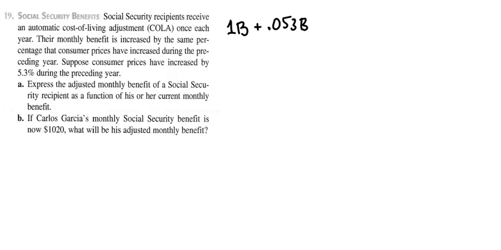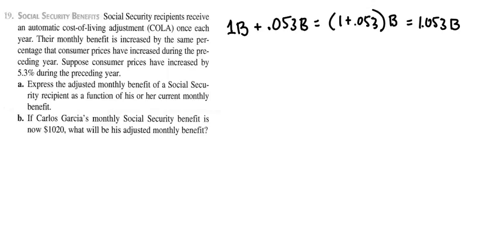B is a factor of both of those terms. So if we factor that out, hopefully that makes sense, we factor it out and we get 1 plus 0.053, which is just 1.053 times B. And so what that means is that the person's new benefit will be 1.053 times their old benefit, or their previous year's benefit. And that will give them what they had last year plus an additional amount, 0.053 times whatever they had, added together. That's 1.053B. So that's the answer for letter A.